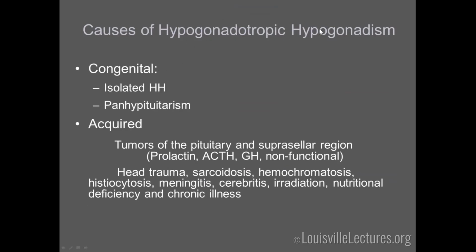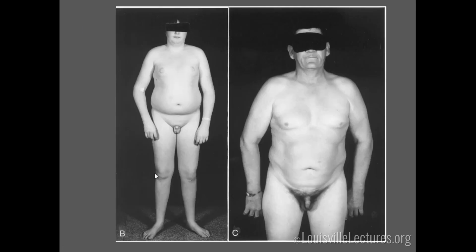So when we think about hypogonadotropic hypogonadism, we divide it into congenital or acquired forms. I alluded to this before with the girls. When it's congenital, it can either occur alone, as in this case, or as part of a multigenic disorder causing hypopituitarism, often with short stature. If it's acquired, there can be pituitary tumors, prolactin, ACTH, growth hormone, etc., head trauma, infiltrative diseases like sarcoid and hemochromatosis, histiocytosis, infection, irradiation, and then chronic illness and nutritional problems. So congenital hypogonadotropic hypogonadism is a broad spectrum of diseases.